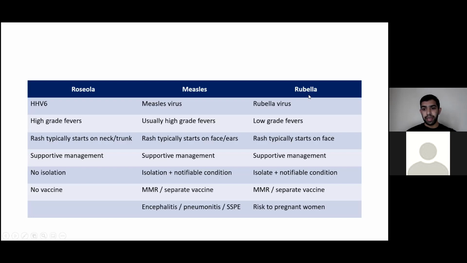And then you have rubella, and that's caused by the rubella virus. It is also a notifiable condition, requires isolation, and can be prevented with the MMR or the separate vaccine. Generally, people who get a rubella infection will typically be fine. The main risk it has is to those who are pregnant, okay? And that has complications for the fetus. So the main reason we actually vaccinate people against rubella is not for the children getting the primary infection, but to protect vulnerable pregnant women.